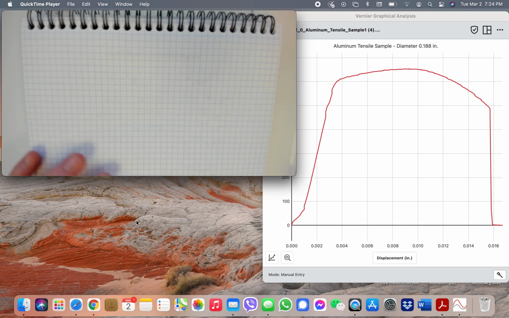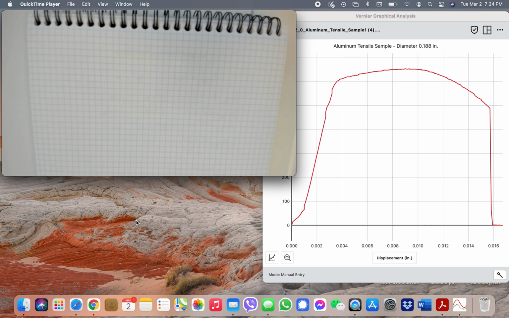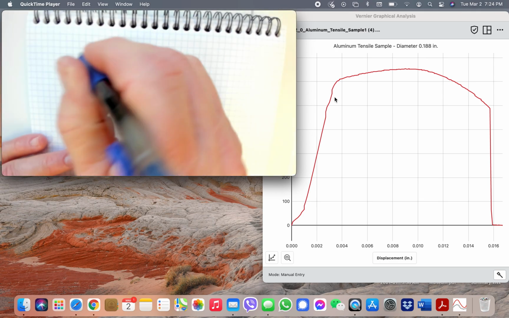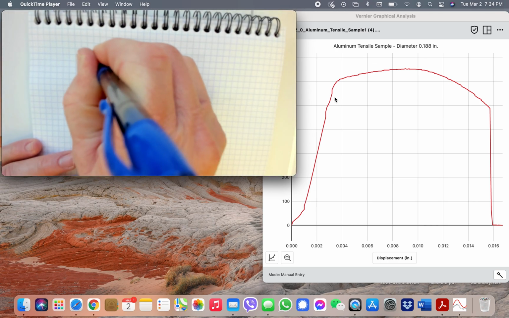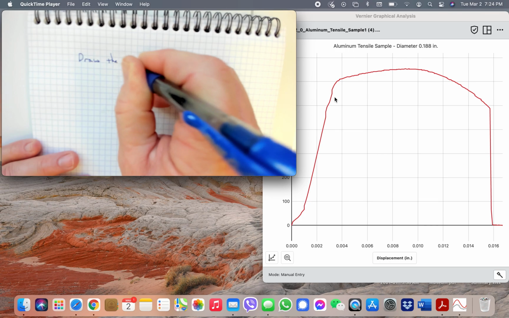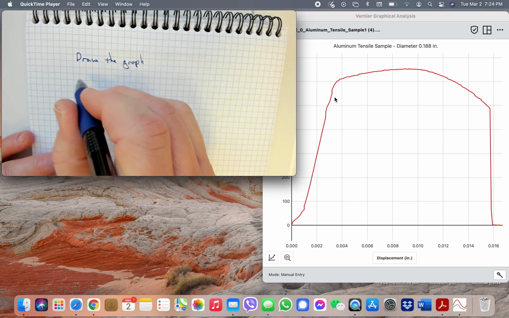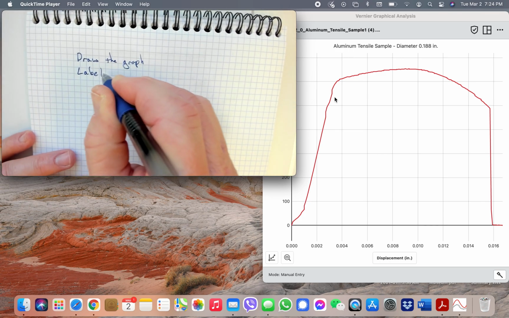All right, so let me show you what we did in class today for you tennis players. Okay, so we pulled up the aluminum and tensile test. The first thing you want to do is draw the graph on your paper. So you're going to draw your graph. Then you're going to label the points that I tell you.